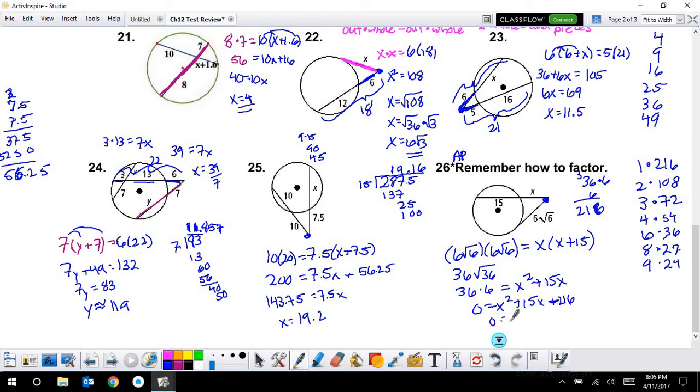So I've got 0 equals, so I've got x. Now the 24 has to be positive because these have to add to get to positive 15, but multiplied to get to negative 216. So I know the 9 has to be negative. So you set each factor equal to 0, so that means x equals 9 or negative 24. Well, negative 24 doesn't make sense for a side length, so you get x equals 9.